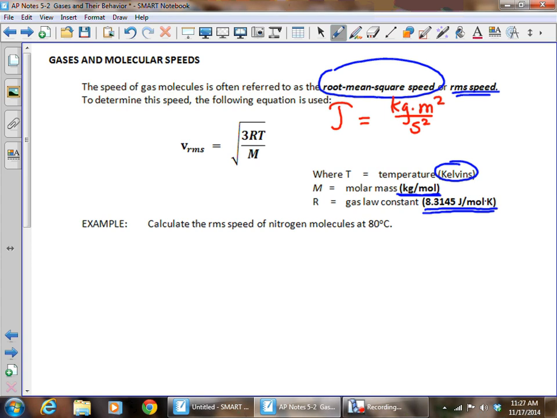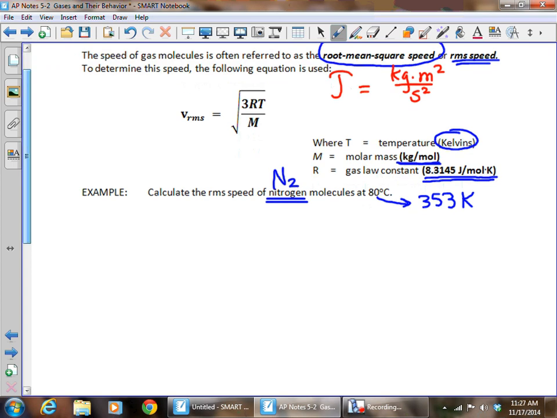So let's look at this. It says calculate the RMS speed of nitrogen molecules at 80 degrees Celsius. We really only need to know the temperature, and we can calculate the RMS speed. Watch it. AP is liable to do this to you. Nitrogen is diatomic, so when you come up with its molar mass, you better remember that the molar mass of free nitrogen is going to be 2 times the 14.01 that you look up on the periodic table. So keep that in mind. Also, remind yourself that for 80 degrees you're going to have to add 273 to that. So you're going to end up with 353 kelvins for your temperature when we do this calculation.